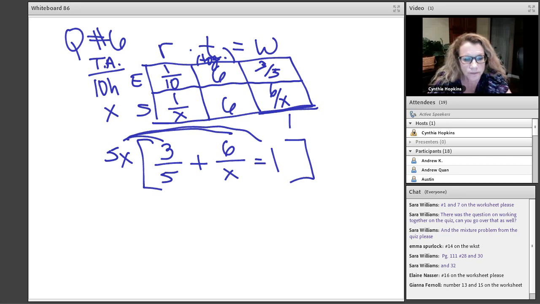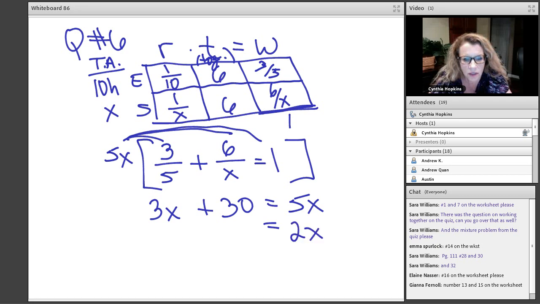So my first term, the 5's are going to cancel, and so I get 3x. Second term, my x's are going to cancel, so I get plus 30. And then the 1 on the other side has to get multiplied by 5x, and so we get 5x. All right, I'm going to subtract 3x from both sides, so I get 2x on the right side equals 30, and so x equals 15.